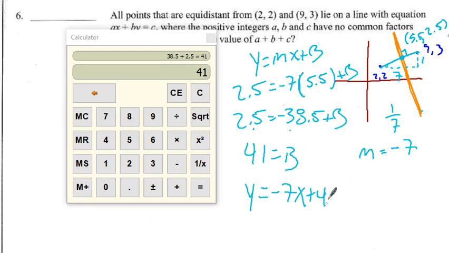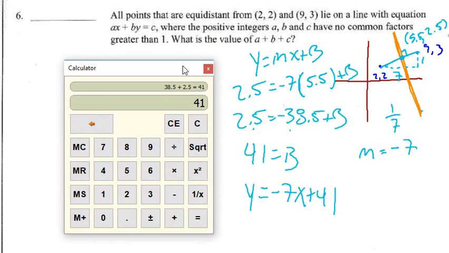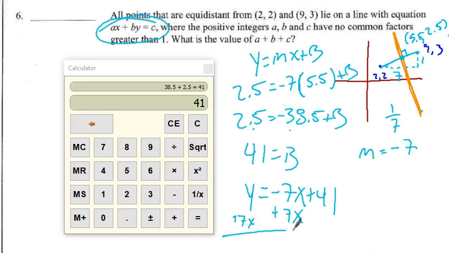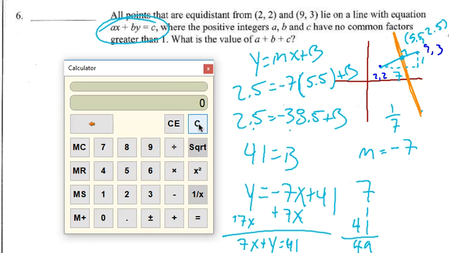which means y is equal to -7x plus 41, and we want the equation in standard form. So let's add 7x to both sides. So I get 7x plus y is equal to 41. So that means A is 7, B is 1, C is 41, for a grand total of 49. Under 6 minutes.